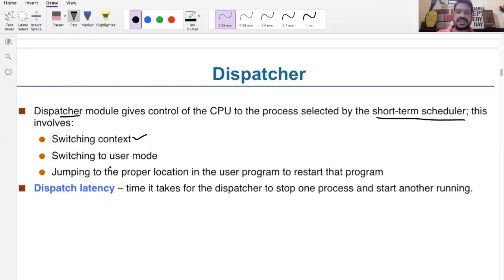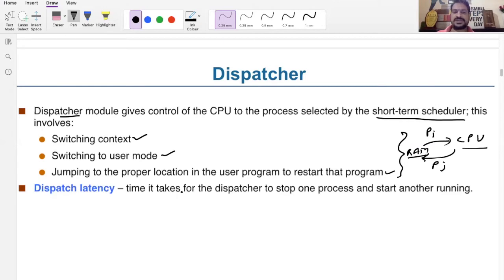It can change the switching to user mode and jump to the proper location of the user program to restart the program. It means the whole process of context switching: let's say process PI will be allocated the CPU, and there is another process PJ which is deallocating the CPU. That switching is done by the dispatcher. Let's say here we have a RAM, meaning your ready state. This is your running state.